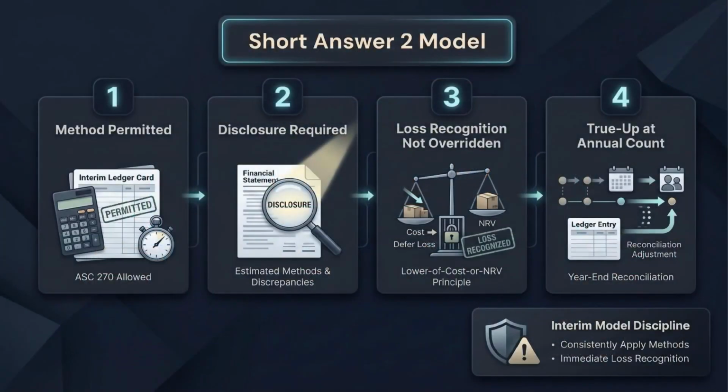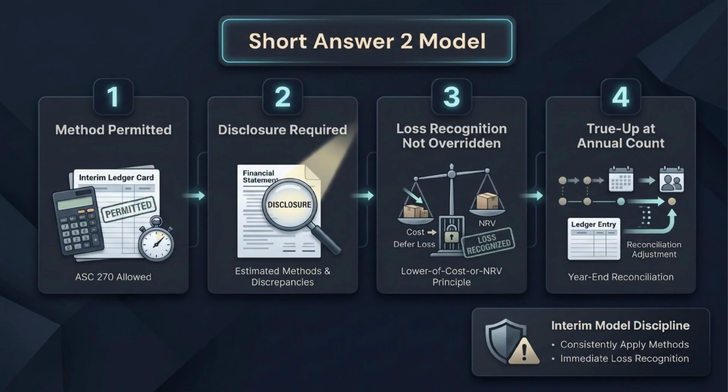The model answer has 4 scoring points. First, the gross profit method or another reasonable method may be used when a physical count is not practical. Second, the method used must be disclosed, including significant adjustments later identified. Third, estimation does not override loss recognition under the inventory measurement rules. Fourth, the annual physical count or later actual data should true up the interim estimate.